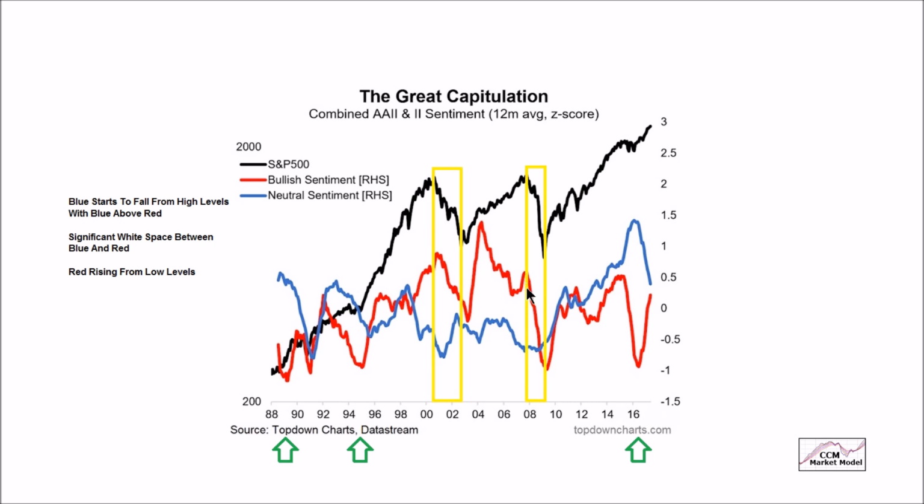We have red dropping like a stone. In the present day, it's been rising rapidly. And our other characteristic of the present day was just that, red rising from low levels. We don't have red rising from low levels here when bad things happen. Red is falling from low levels here.